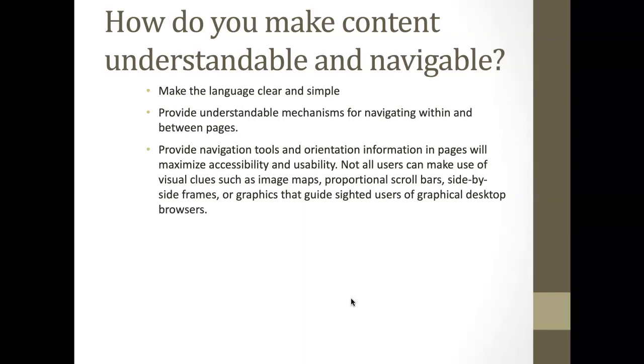So users are going to run the gamut. They're going to be a spectrum. Not all of them can make use of visual clues. Image maps, for example, are useless in most cases. Scroll bars, a lot of those can't be utilized by anybody but the person with the best technology. Think about side-by-side frames or graphics that guide sighted users of graphical desktop browsers. We have to provide navigational tools that will be alternate to those things. And a lot of this will be going on behind the scenes in the code.